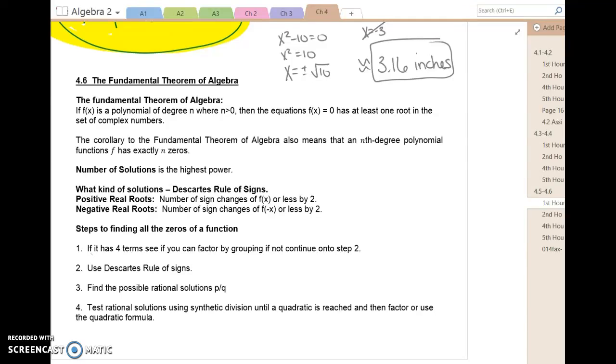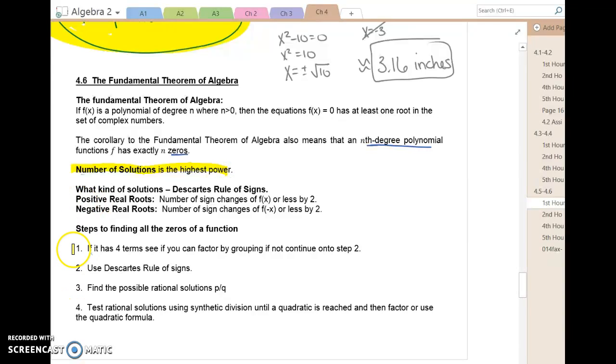Today's really a continuation of section 4.5. There's not a whole lot new, except we're going to be looking at polynomials that have larger degrees. We're still going to use the fundamental theorem of algebra to basically say that whatever degree the polynomial is, that's how many solutions that polynomial is going to have. So the number of solutions is the highest power.